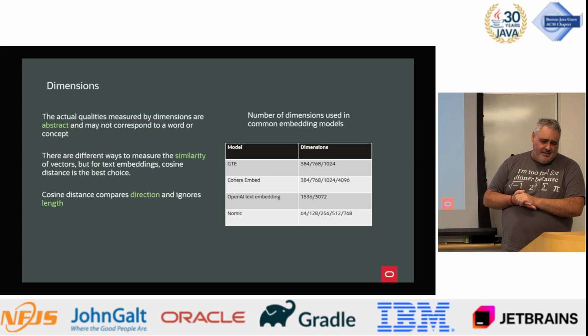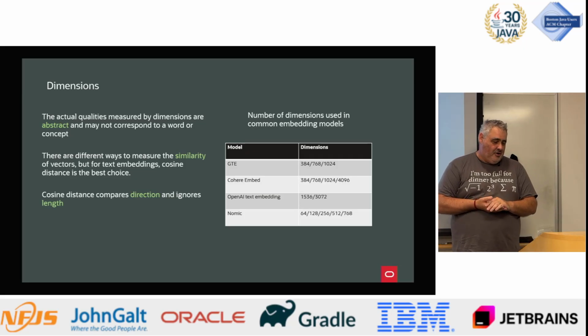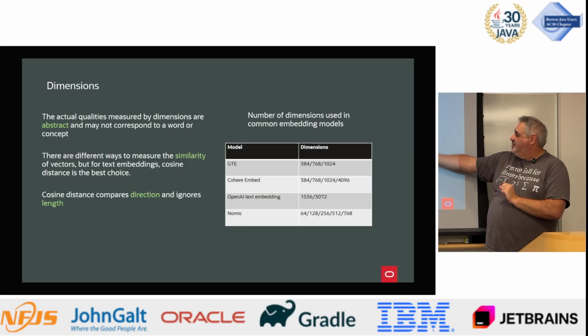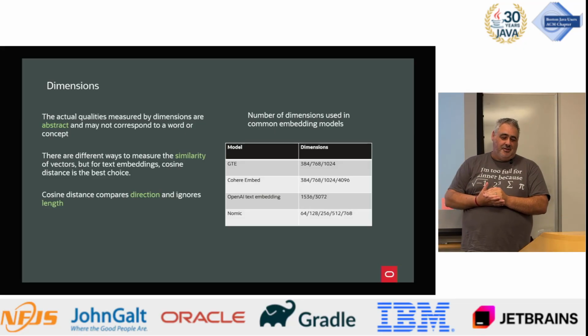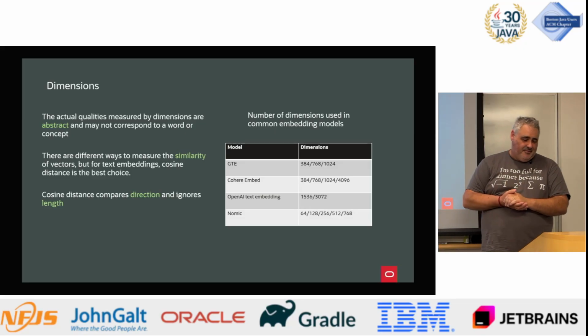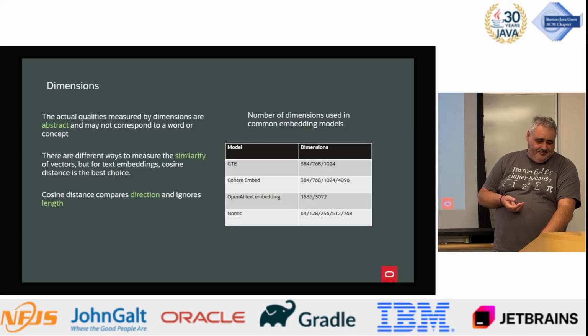As I said, the actual qualities measured by the dimensions are abstract. They're not things that you could put a word on. There are lots of different ways to measure similarity. This slide is a little old now. I wrote it maybe a year ago. Models now have even larger numbers of dimensions, in the tens of thousands.